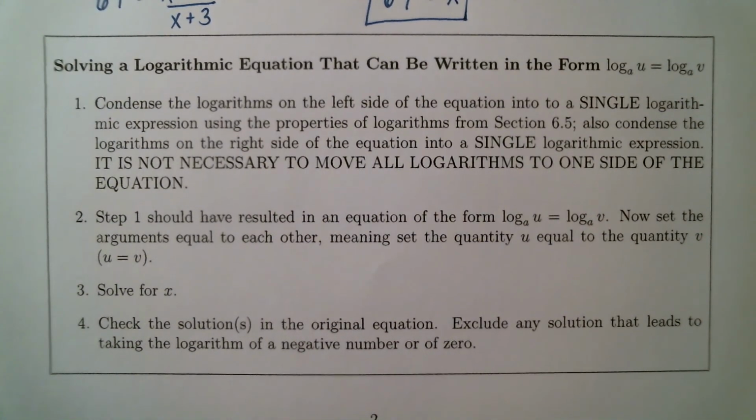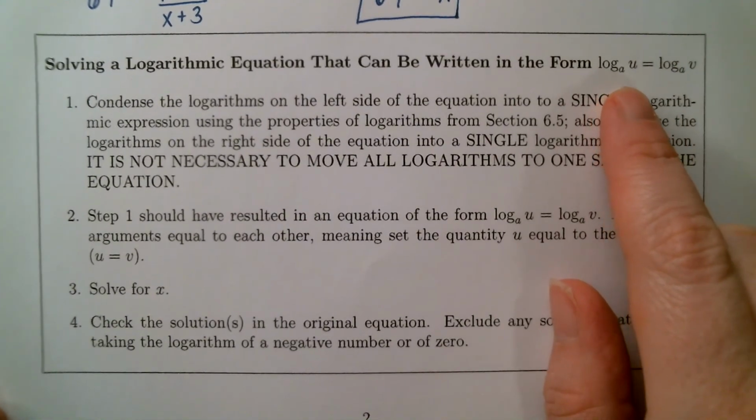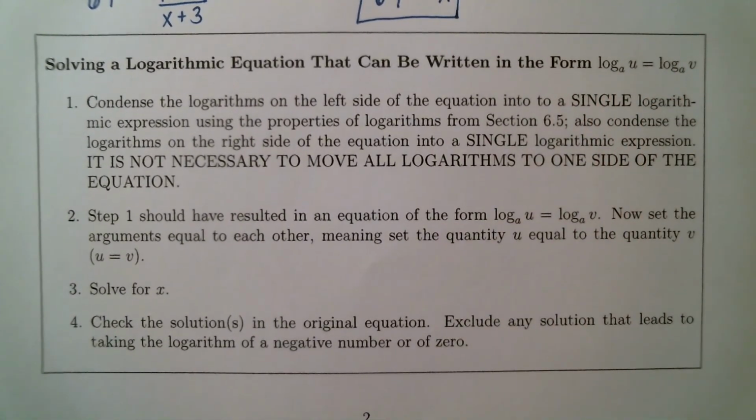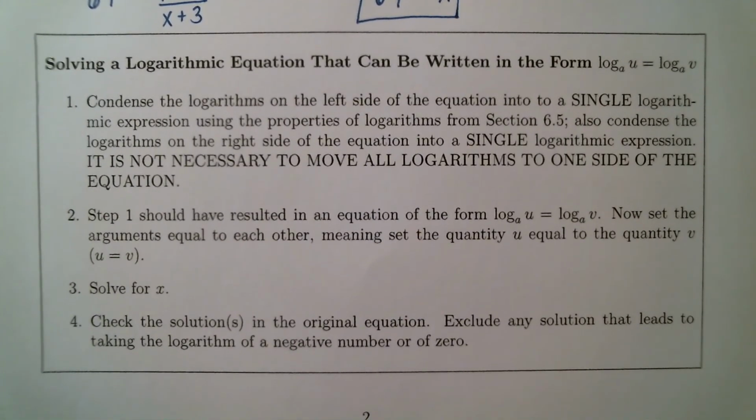In example 1, we looked at how to solve a logarithmic equation that can be written as a logarithm equal to a number. So now in example 2, we're going to explore the other type of logarithmic equation, where you have log base a of something is equal to log base a of something else. This is the bottom of page 2 of the 6.6 notes. There are steps written down for solving an equation of this form.